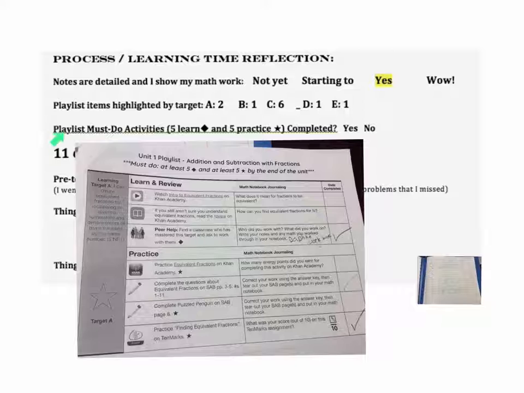Next, you'll see did they complete the playlist must-do activities. So to kind of guide their practice, we require that they do at least 5 of the practice options that have a diamond, and those would be 5 learn options, and that's to make sure that they are actually doing some of the learn options and not just the practice, because a lot of times kids will need a little bit more learning before they're ready to go on to those practice problems, and then that they've done at least 5 stars, which are the practice for the entire playlist.